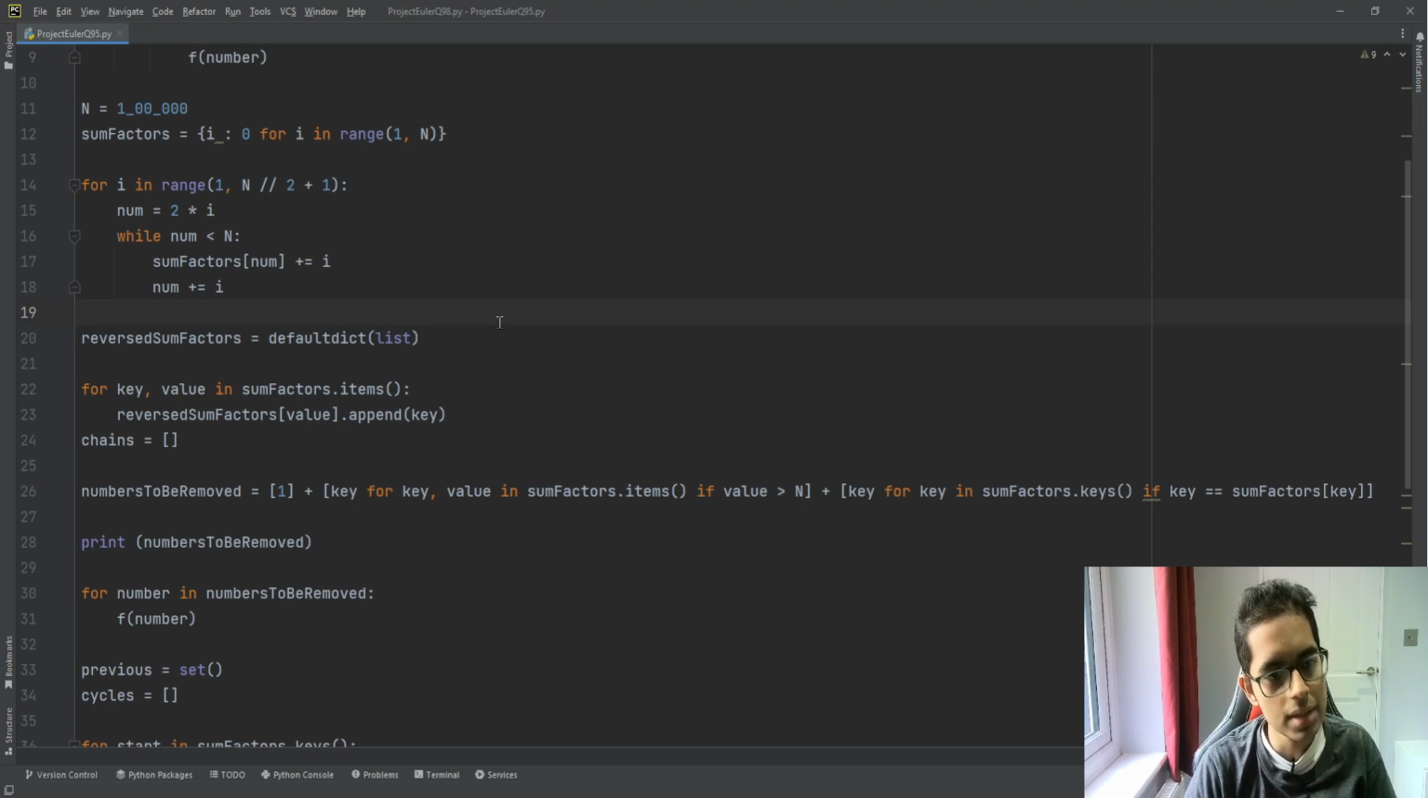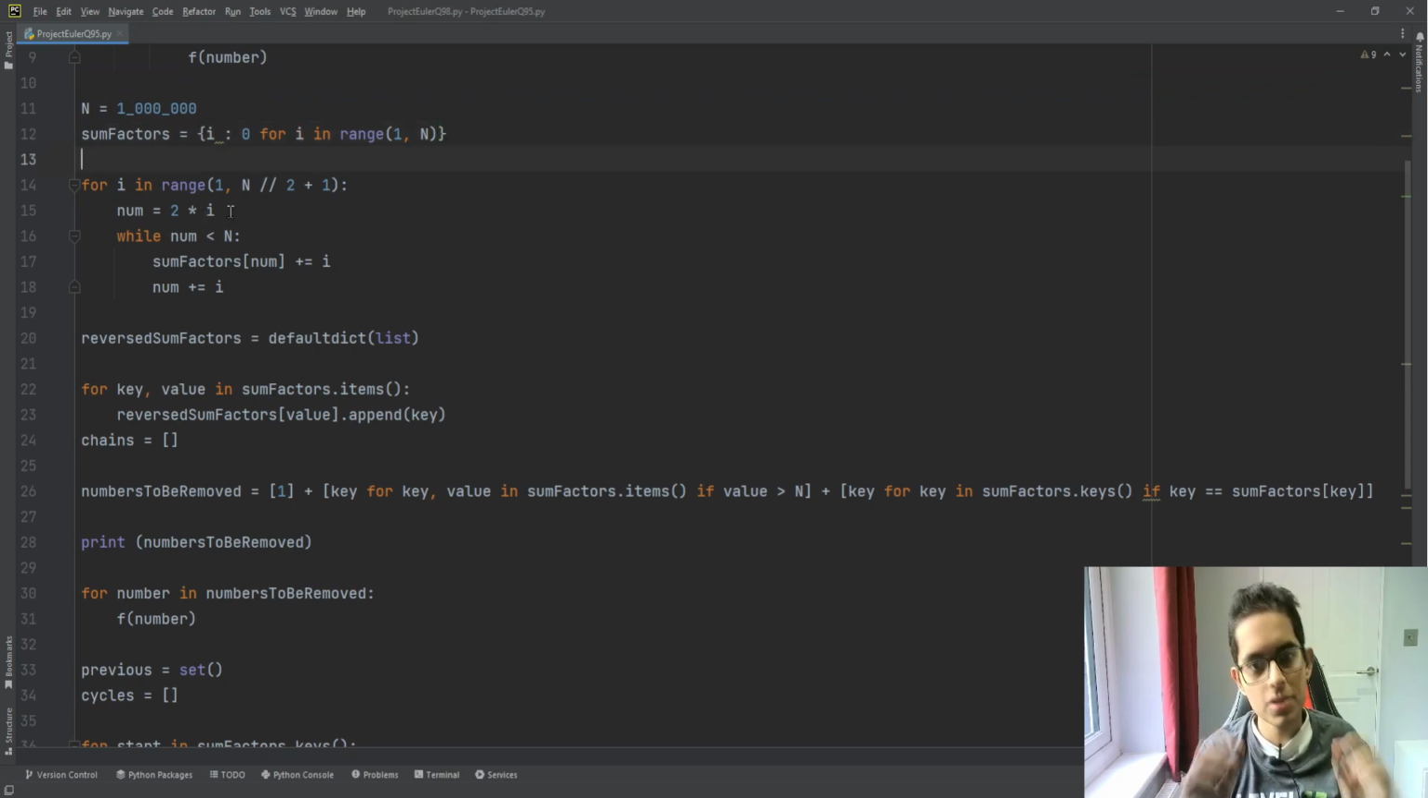Essentially, what we do is we iterate over each number from 1 till 1 million, because that's our largest number. And then for each of those numbers, let's say i, all multiples of that number, we would increment the sum of their factors by 1. So i, 2i, 3i would all get incremented by 1. And this basically guarantees that each number would be incremented exactly the number of times they have factors.